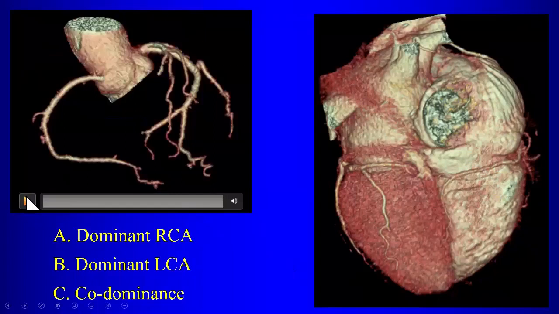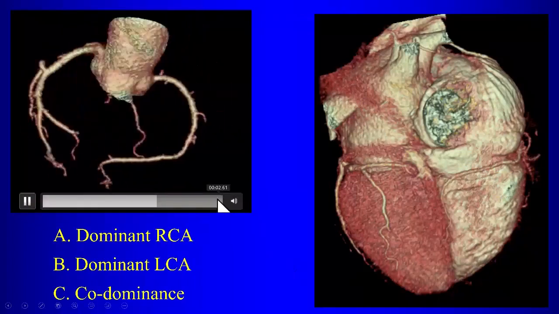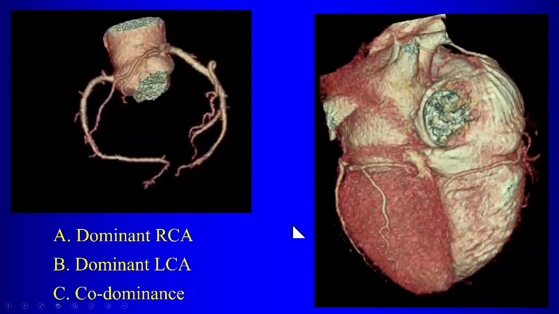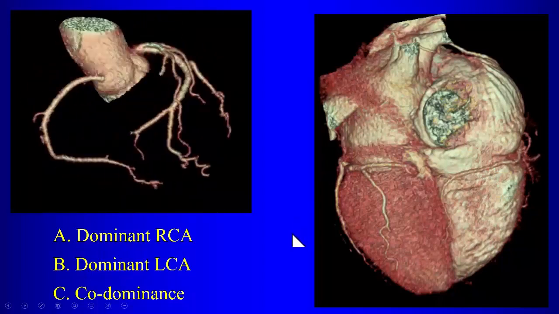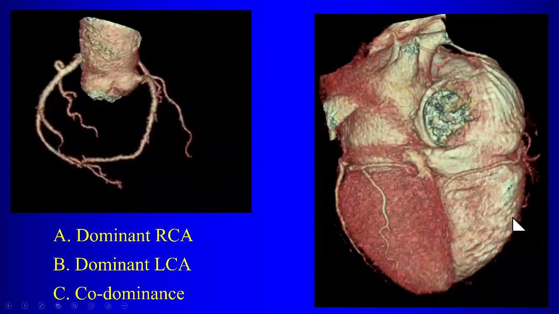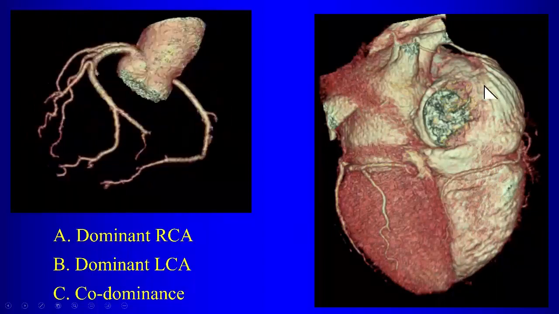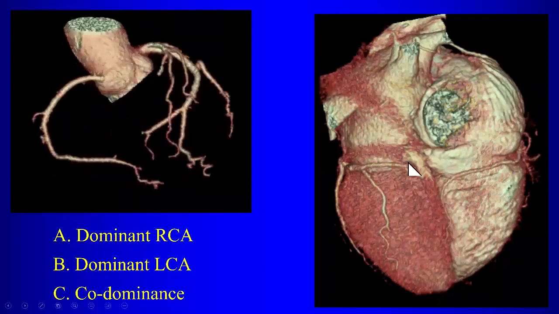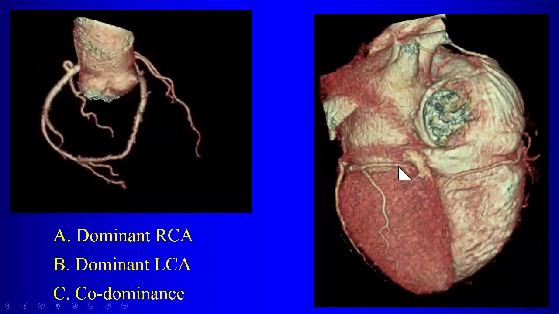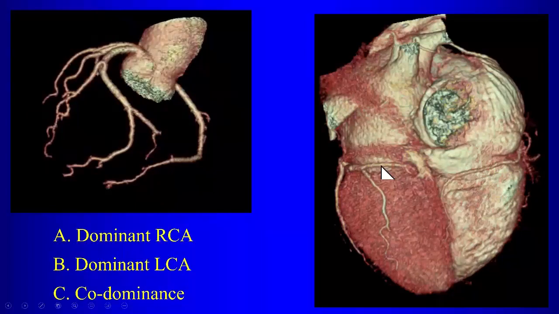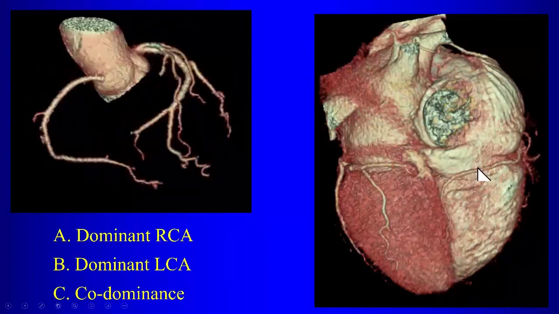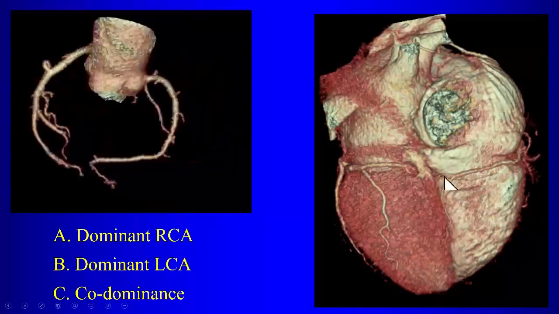And then here on this view, what is this now? What are we looking at here? This is codominant, right? So again, what view is this? That's a posterior view, okay? So this guy over here is circumflex, and this branch is posterior left ventricular branch. This guy over here is RCA, and this guy is PDA, right.